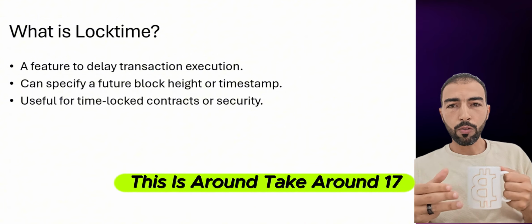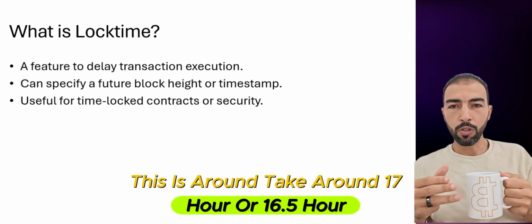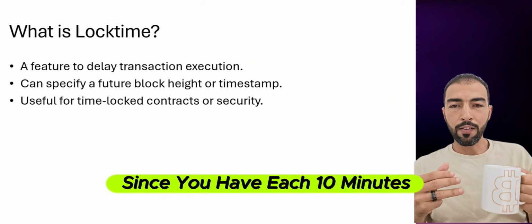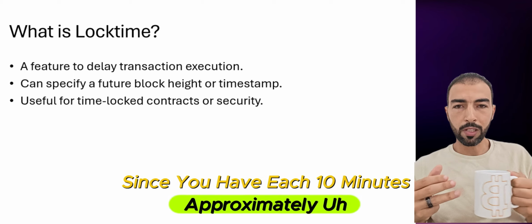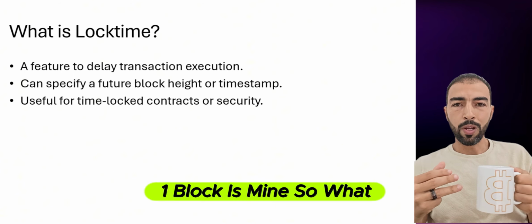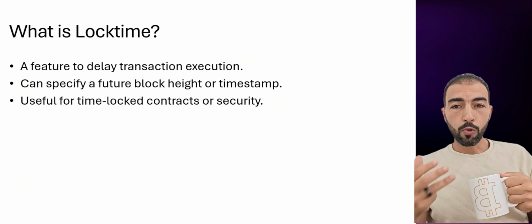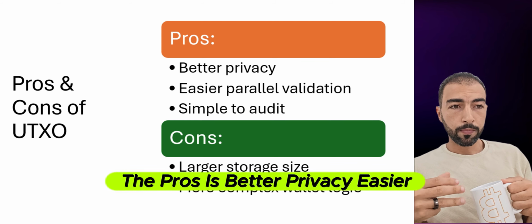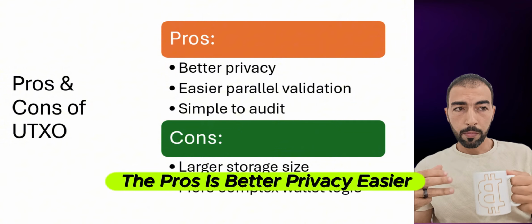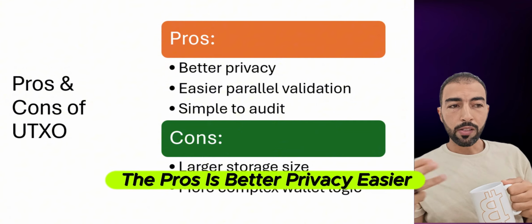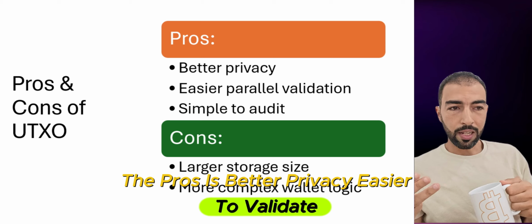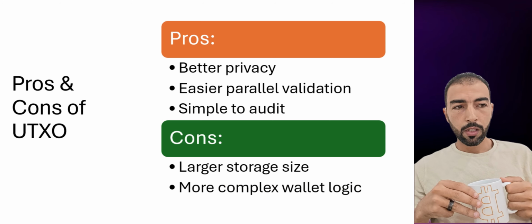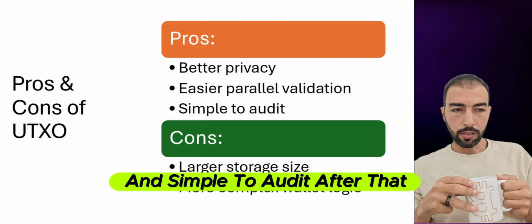This takes around 17 hours, or 16.5 hours, since approximately every 10 minutes one block is mined. So what are the pros and cons of UTXO? The pros are better privacy, easier to validate, and simple to audit after that.